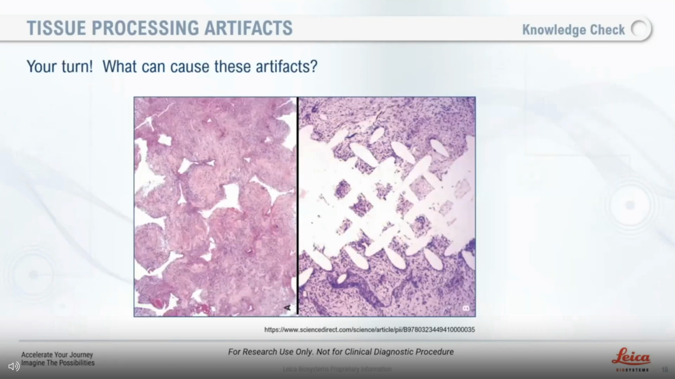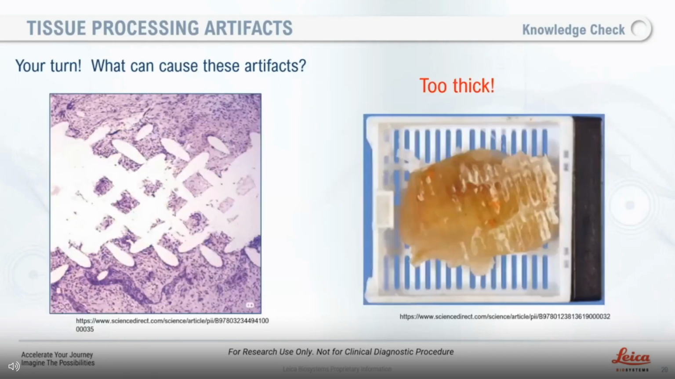Let's turn the tables and have it be your turn. Can you tell me what can cause these types of artifacts? Let's discuss the first one. In the histology lab, when tissue is submitted for processing, the cassettes are designed to hold sections that are no more than 2.5 by 2 centimeters in length and width. The thickness, though, should not exceed 3 millimeters.